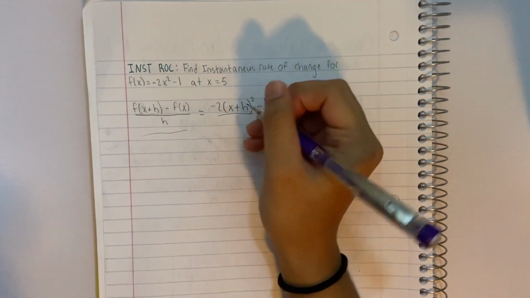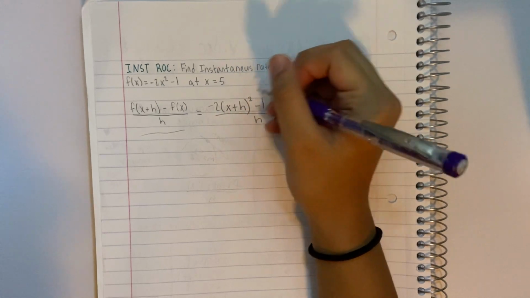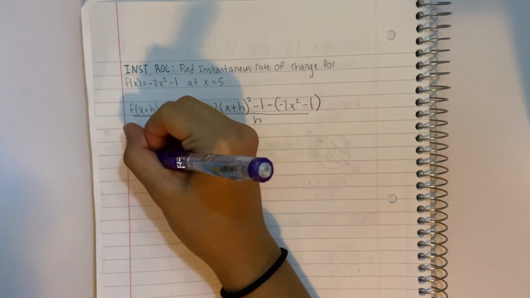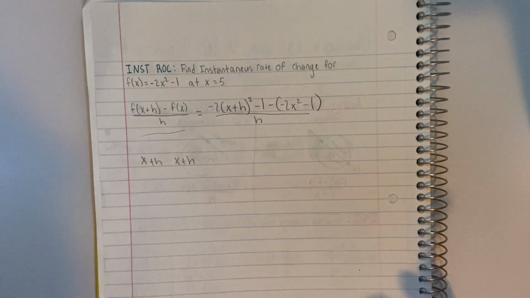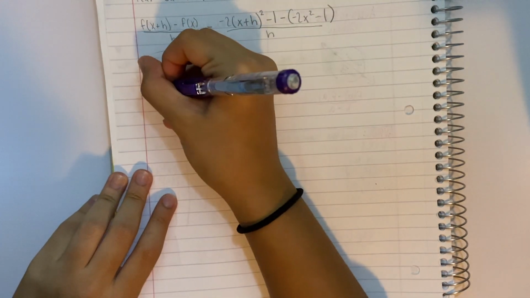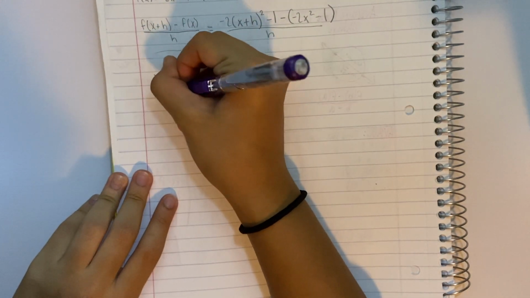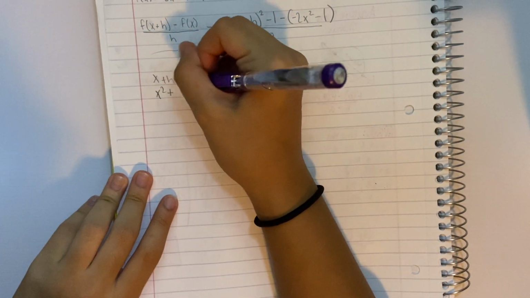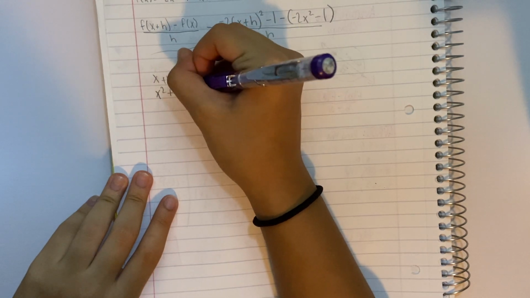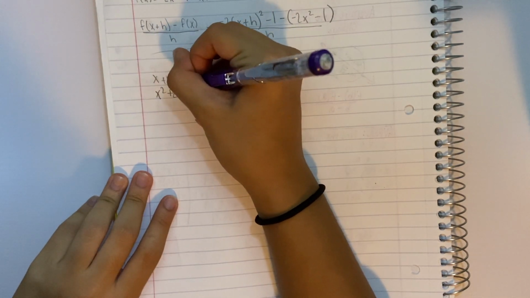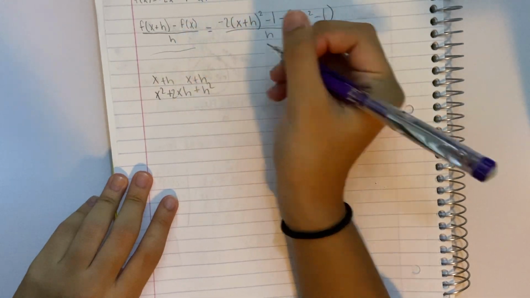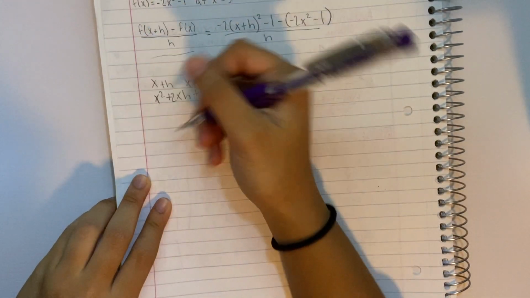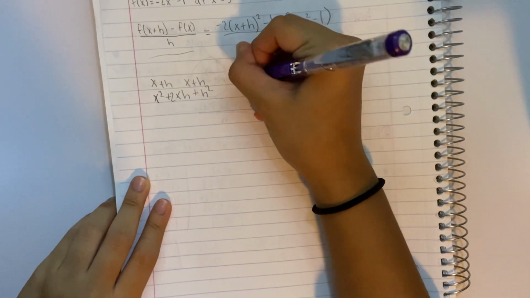And so it's x plus h squared. So x plus h, x plus h. And so to get that, you get x squared plus 2xh plus h squared. And then you'd solve regularly.